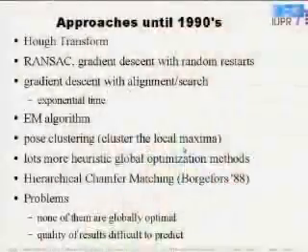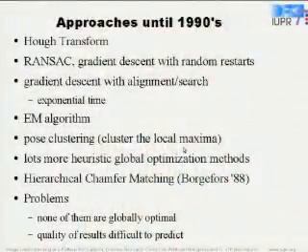So this is a problem that people have tried to solve for a long time, optimizing this quality of match function. There's the Hough transform, there's RANSAC, or the closely related gradient descent with random restarts, gradient descent with alignment or search. The expectation maximization algorithm has been used for this, something called pose clustering, and just any imaginable heuristic global optimization method has been applied to this, so simulated annealing, genetic algorithms, whatever.